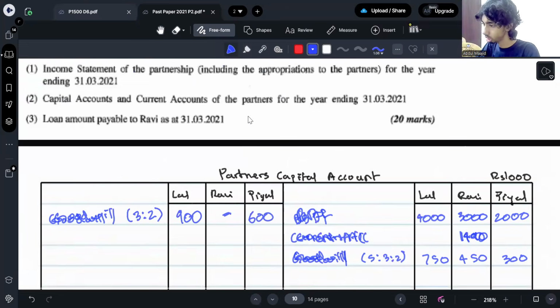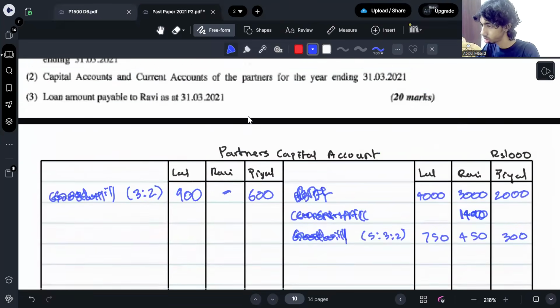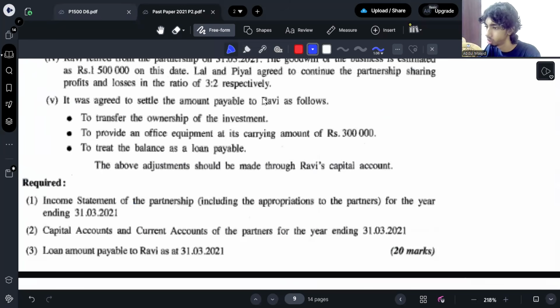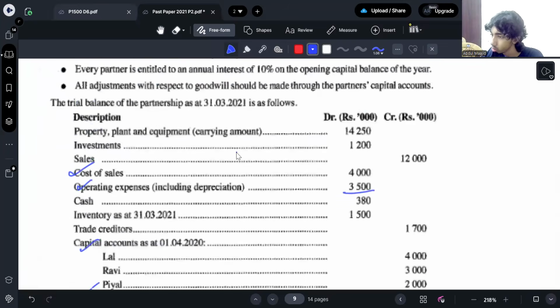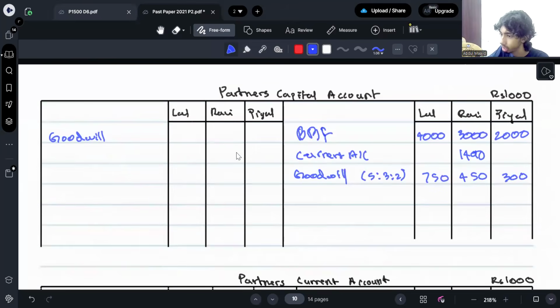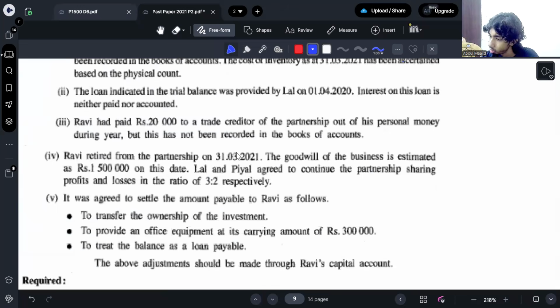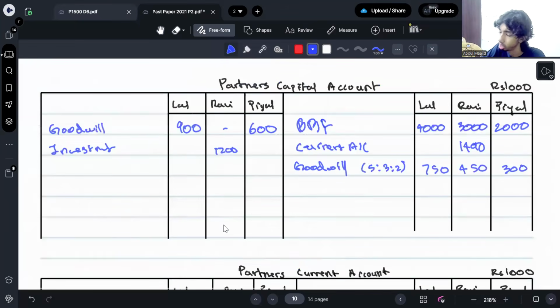So what's happening? It was agreed to settle the amount payable to Ravi as follows. To transfer the ownership of investment. We are giving the investment to Ravi. There's investment of 1200 we are giving to Ravi. Okay. Investment to Ravi 1200. Again. So 900 and 600. Okay. And investment to provide an office equipment at its carrying amount of 300.